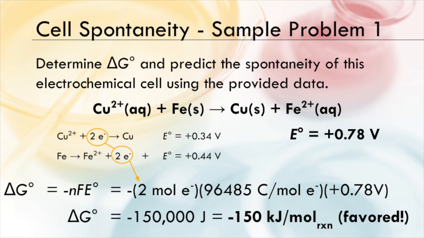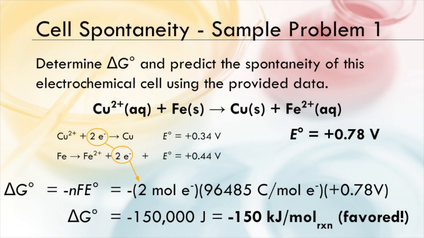Using the free energy cell potential relationship, delta G equals negative nFE, we have delta G naught equal to negative 2 moles of electrons from the balancing of the two half reactions times Faraday's constant times positive 0.78 volts. Since a volt is defined as a joule per coulomb, we'll end up with joules as our unit and negative 150,000 joules is our answer. That's a negative 150 kilojoules per mole of reaction.